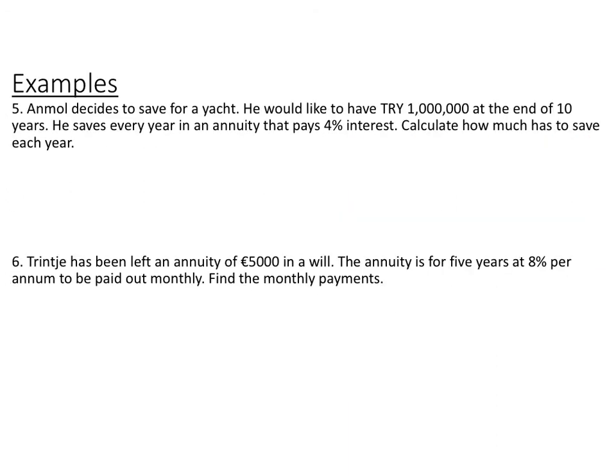So in this first example, Anmal decides to save for a yacht, and he would like to have 1 million Turkish lira at the end of 10 years. He saves each year in an annuity that pays 4% interest, and he needs to figure out how much he needs to save every year to get to that point.